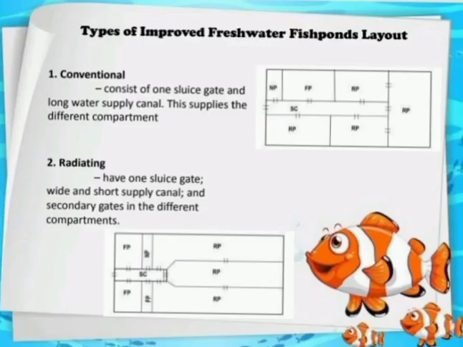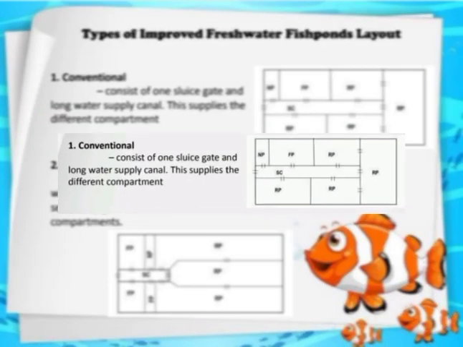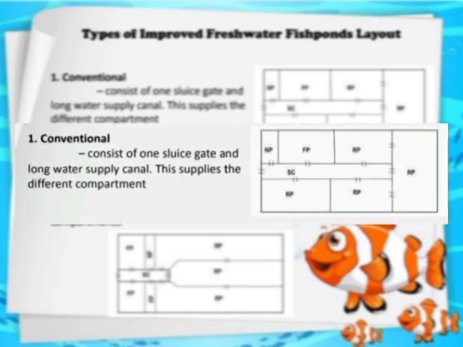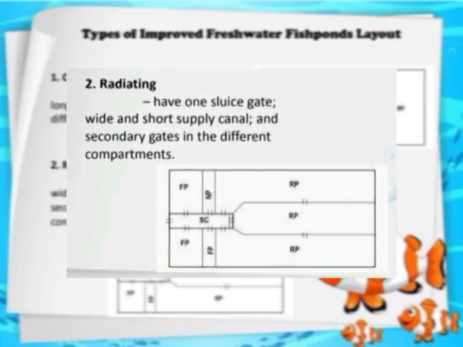So now let's talk about the 4 types of improved freshwater fish ponds layout. First is the conventional. It consists of one sluice gate and long water supply. This supplies the different compartment. So in this layout, this is a standard fish pond design without distinctive alterations, typically featuring a basic arrangement for fish farming.